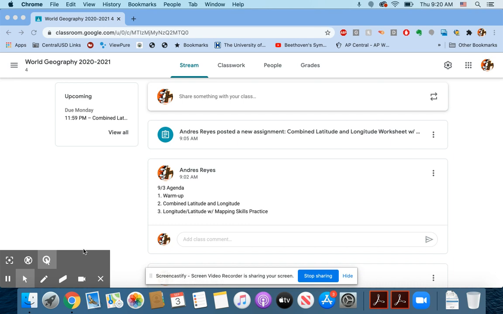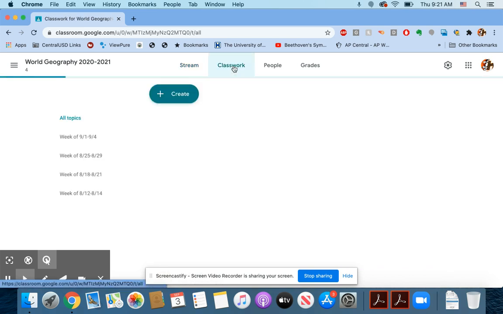These are the directions for your assignment today. I wanted to record them so that you have them in case you get confused. You can go back, listen to this, and hopefully you'll be able to complete the assignment. So you have two things that you're doing: a combined latitude and longitude worksheet, and then this longitude latitude with mapping skills practice. I'll go to classwork here so you can see it.